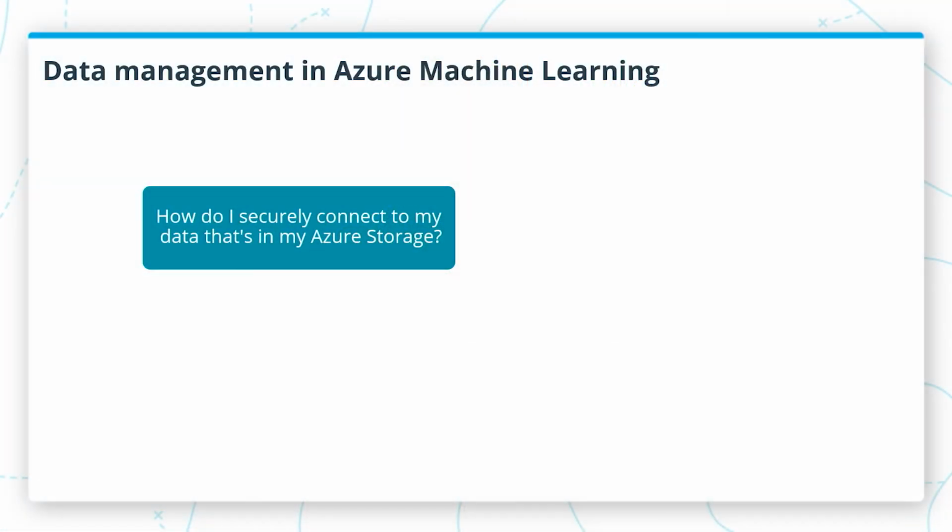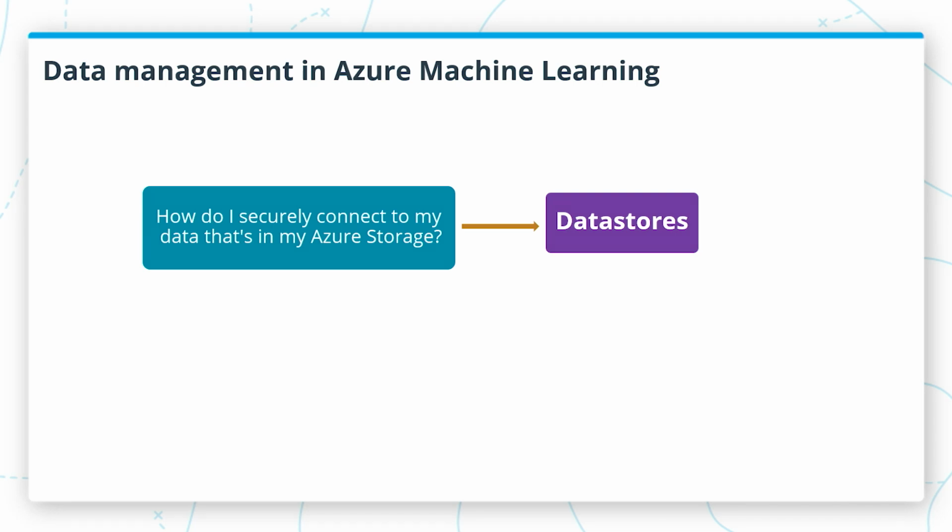So the first question when thinking about data access in Azure Machine Learning is, how do I securely connect to my data that is in Azure storage? And the answer to this is the data store. The data store is the abstraction of an Azure storage service, and it stores all the information that is required to connect to that particular storage service.